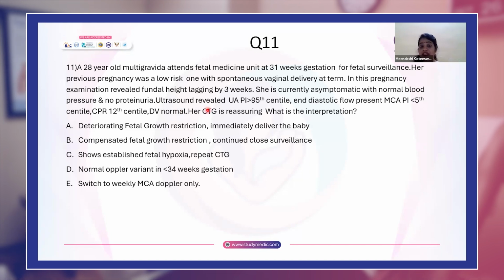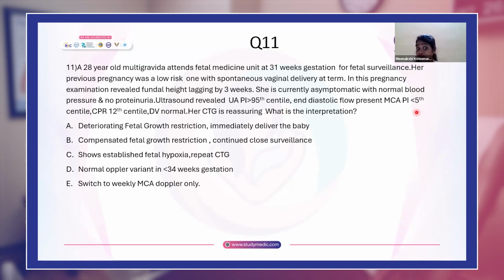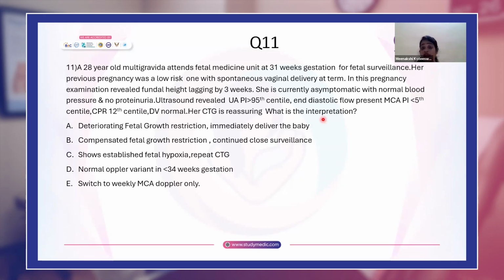Ultrasound shows that the umbilical artery pulsatility index is more than the 95th centile. End diastolic flow is also present. The middle cerebral artery is less than the 5th centile, and the CPR is at the 12th centile with a normal ductus venosus. Her CTG is reassuring. What is the interpretation? They're just asking you to diagnose.